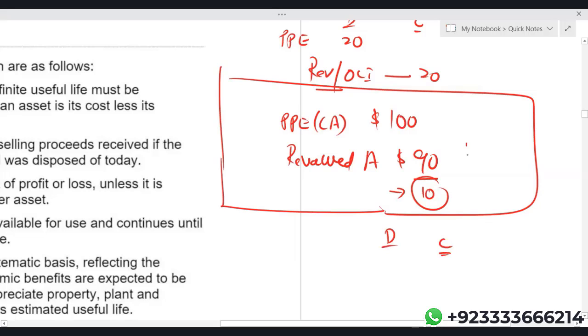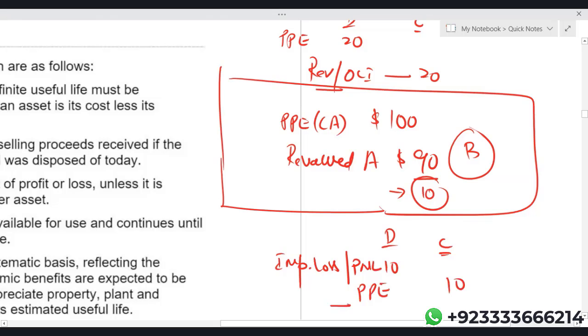So previously in example B, there's no revaluation surplus. So this 10 million is simply your impairment loss. That will go to the income statement, and property, plant and equipment will be credited by 10. So when you are revaluing the asset first time, if there is an increase in the value, simply property, plant and equipment will be debited and revaluation surplus in OCI will be credited.